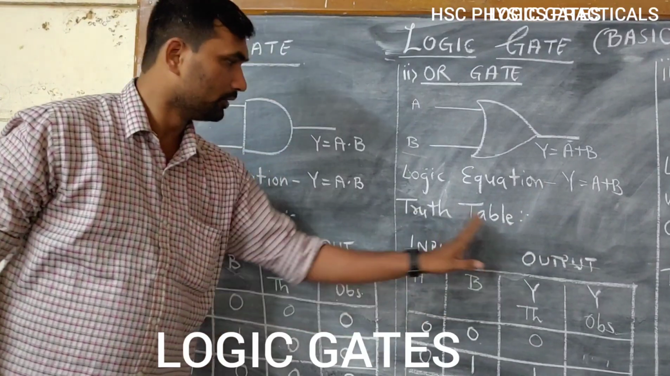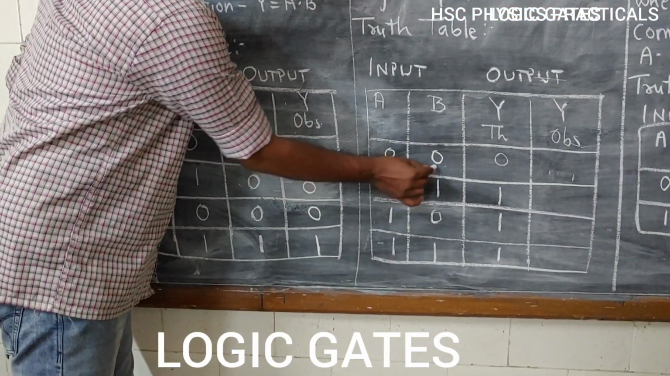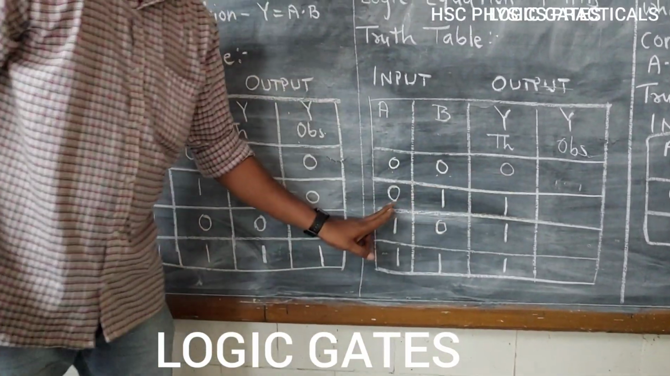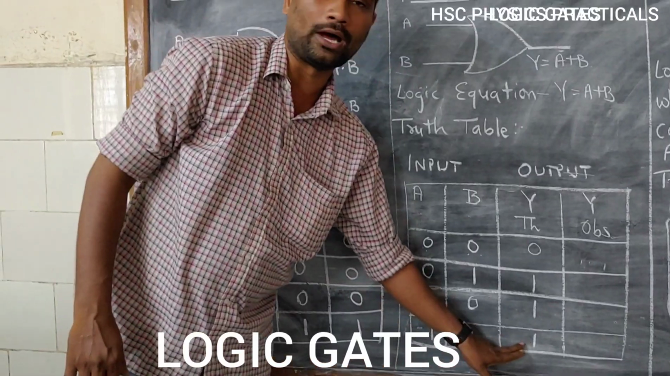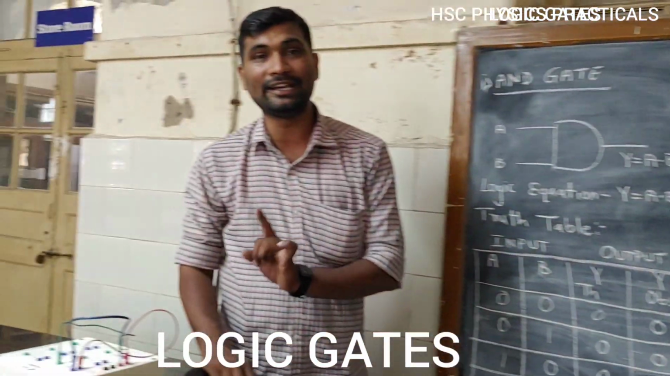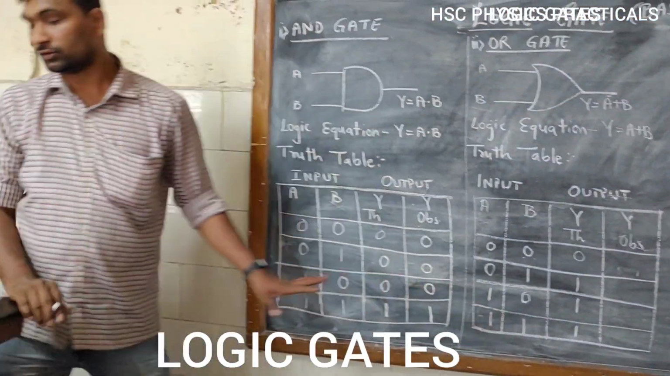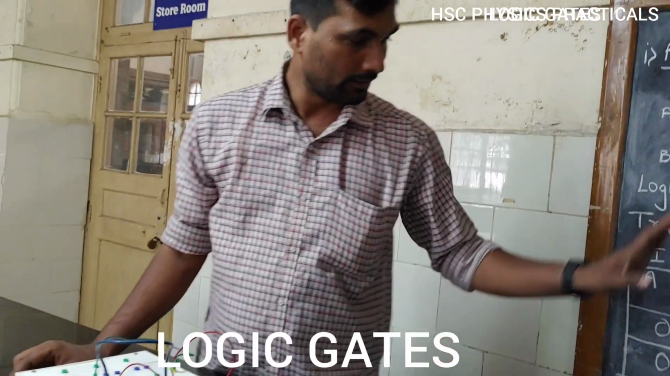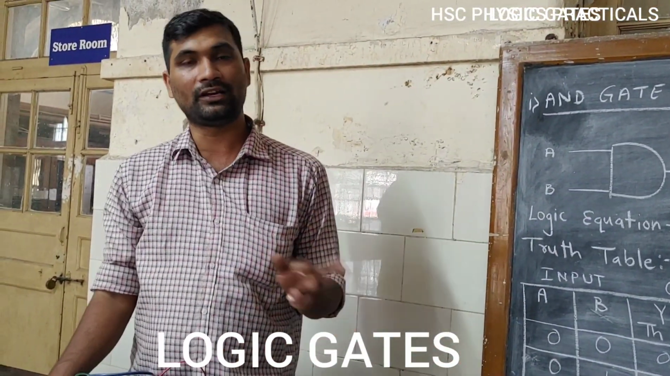So logic equation, truth table. Coming to the truth table, A and B inputs are 0 and 0. The output is 0. 0 plus 1 is 1. 1 plus 0 is 1. 1 plus 1 is also 1 because we are talking in the sense of voltage and the LED glow. Okay, not in the sense of 1 plus 1. Okay, so 1 plus 1 is a different thing. But in this condition we are using true or false or logic 0 and logic 1.